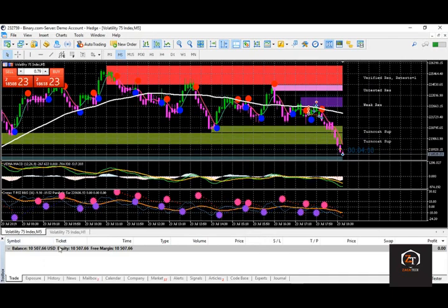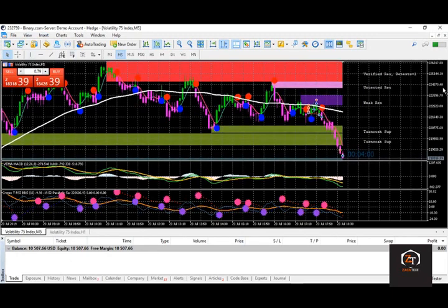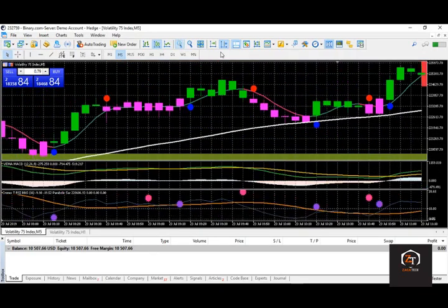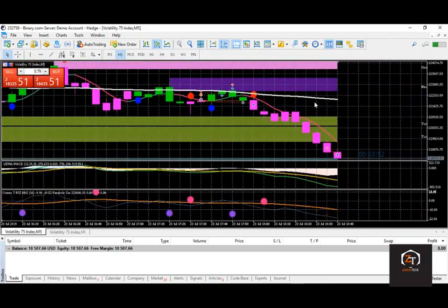Remember, this is a demo account. This is not a live account. I don't want to risk anything around. So if you have a small capital, just imagine I placed a trade. I placed a sell signal here. Imagine, see this red arrow. Let's look at it clearly. Good. This is the 5 minutes time frame.